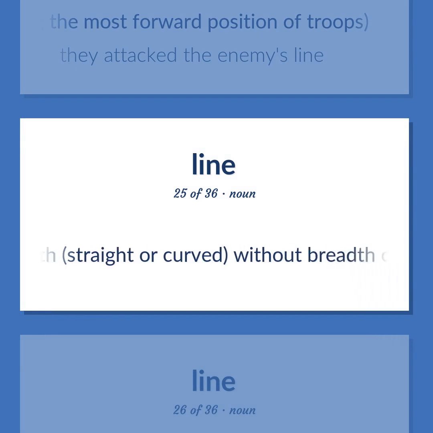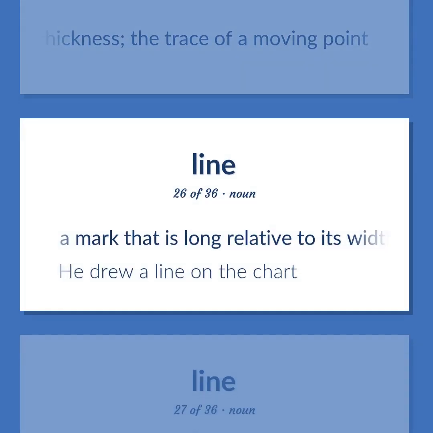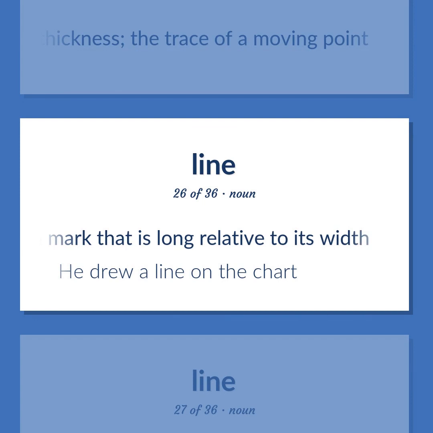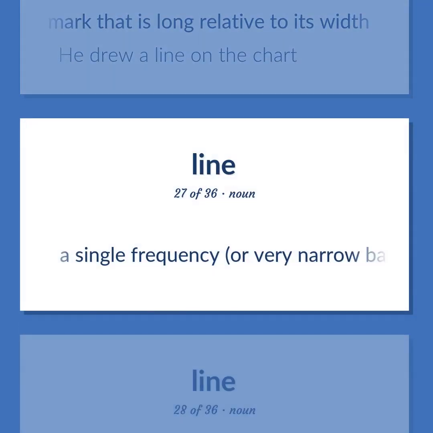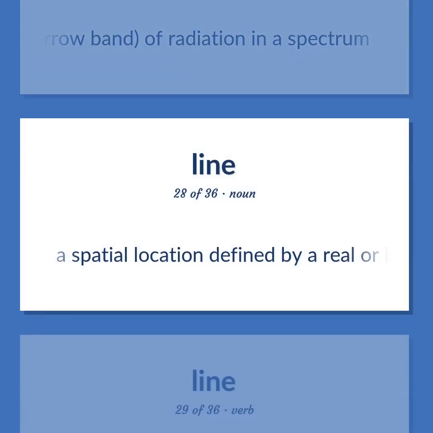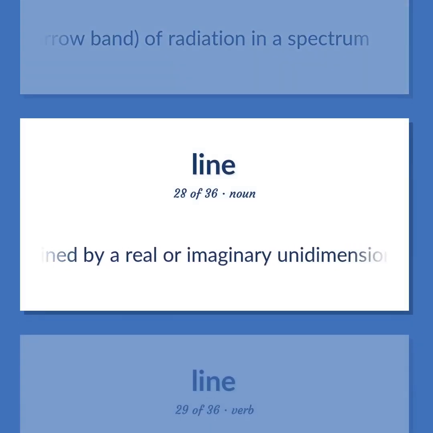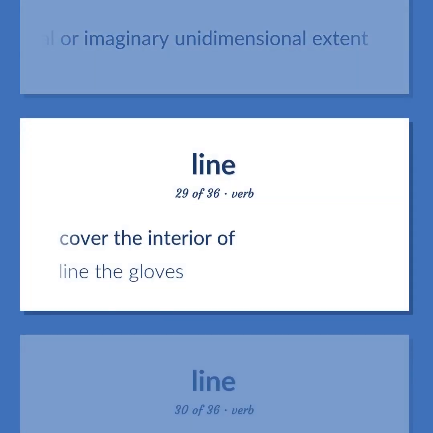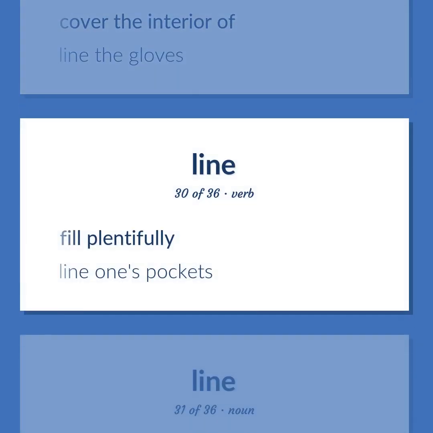A length, straight or curved, without breadth or thickness, the trace of a moving point. A mark that is long relative to its width. He drew a line on the chart. A single frequency, or very narrow band, of radiation in a spectrum. A spatial location defined by a real or imaginary unidimensional extent. Cover the interior of. Line the gloves. Fill plentifully. Line one's pockets.